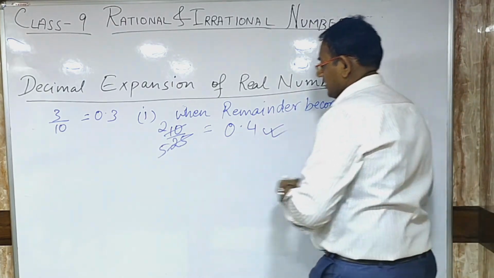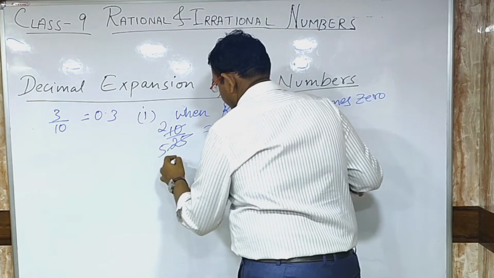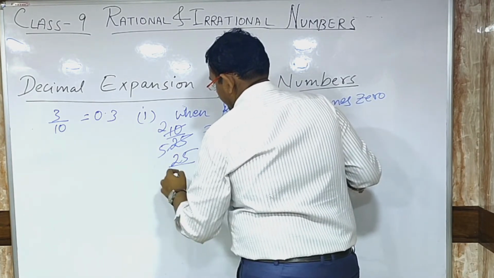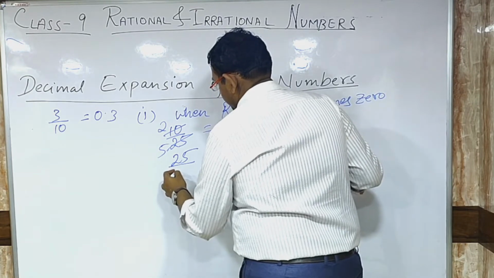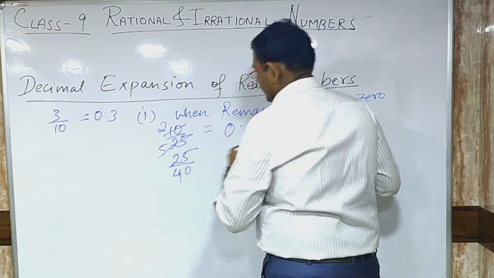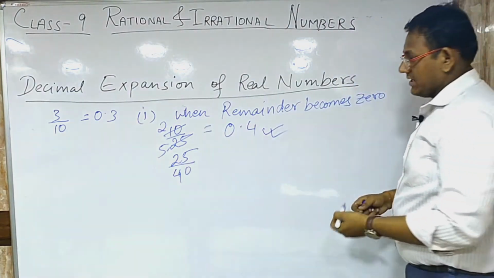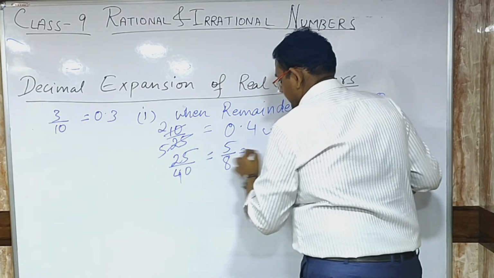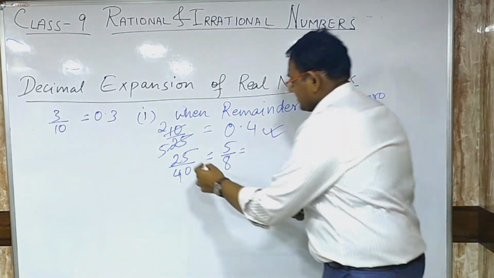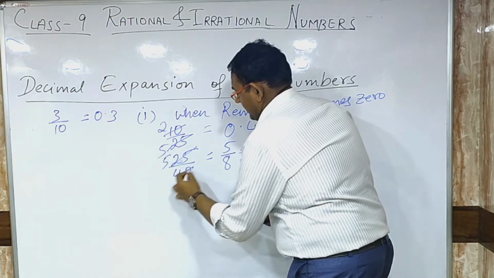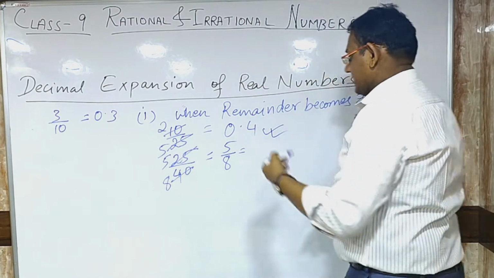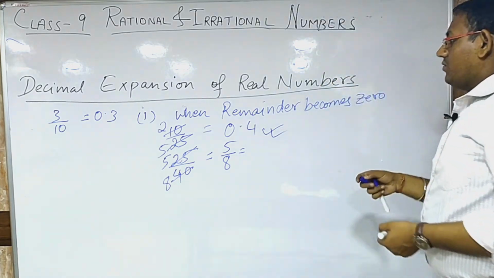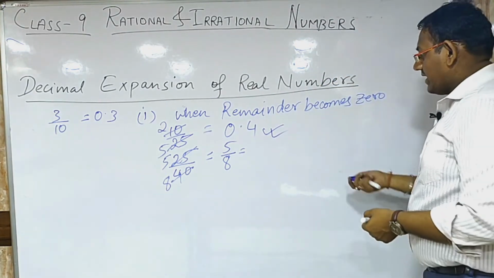Let's take one more, bigger example. Let me consider 25 by 40. Now 25 by 40 can be further reduced, because we can simply cancel by 5. We get 5 over here and 8 over here. So this number can be easily expressed as 5 by 8. After getting this number, we can divide it.